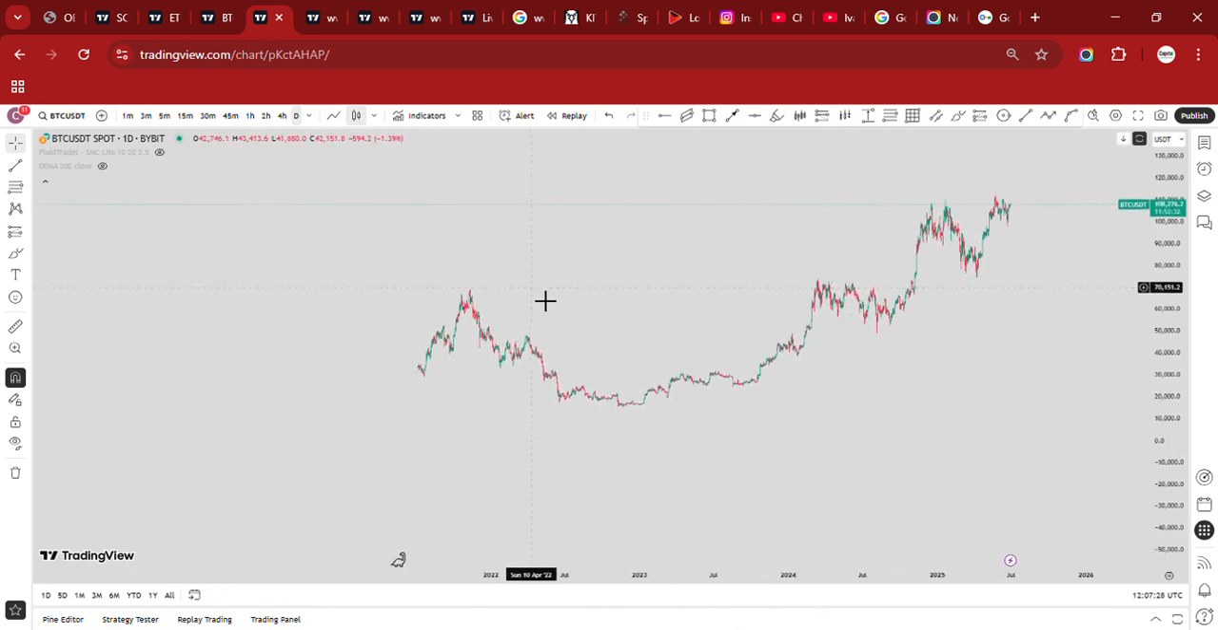Now if you look at it very well, you will see that this level and this level, the market actually had a perfect reaction at that zone. Then you put it here. Now there is something I want to explain again.